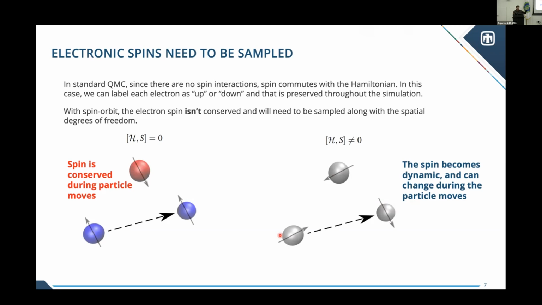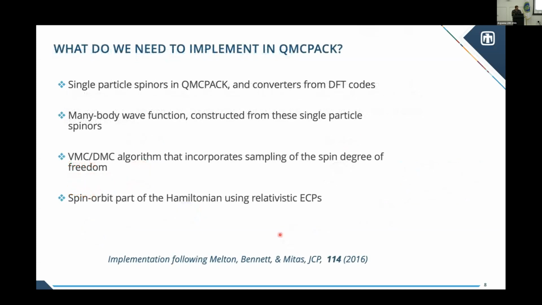So those are basically the three main things that we need. A pseudopotential that has an L dot S-like term, spin orbit. We need the two-component spinors, and we need a way to sample the spin variable of an electron. So that's basically what I just said. We need to implement these in QMCPACK.